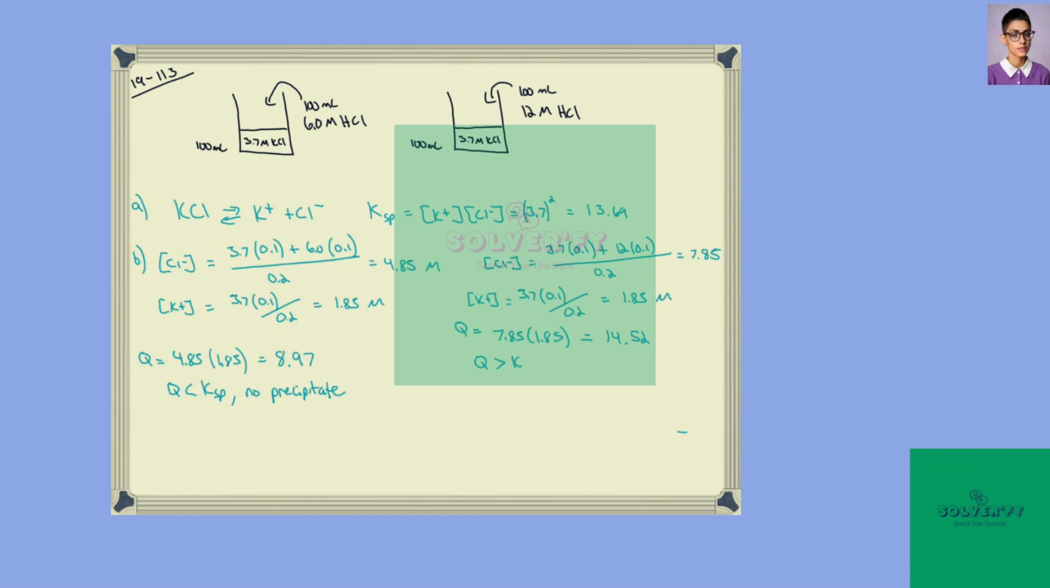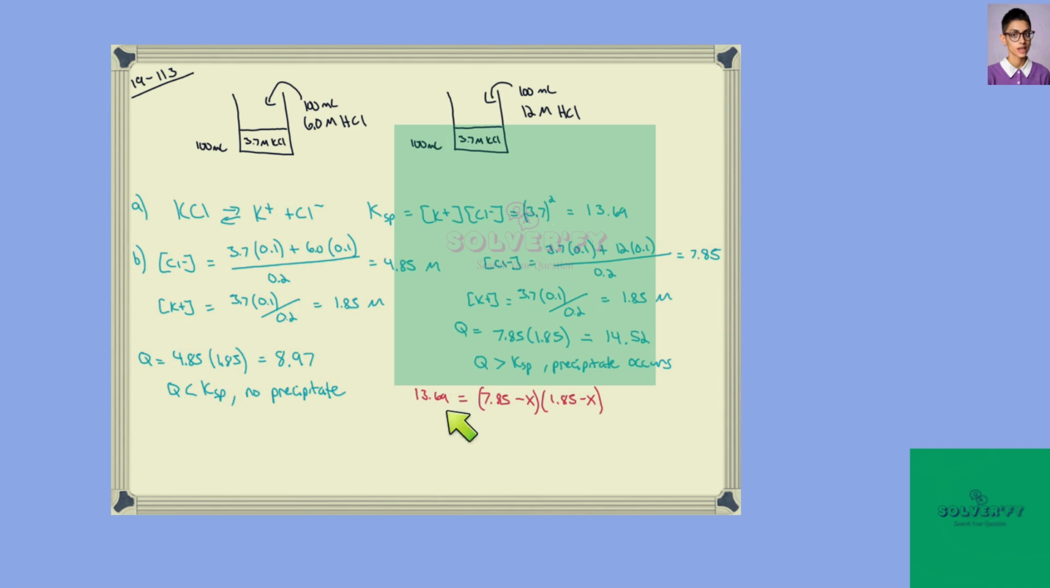So this now suggests we have too much of the potassium and the chloride in solution. So some of it needs to come out as potassium chloride solid so that both of these concentrations can decrease at least a little, so that we can get a product that is equal to the actual equilibrium constant at 13.69. So for the second solution, where 12 molar HCl has been added, we do get some precipitate to form. How much precipitate will we form? Well, that's the next part of the question.